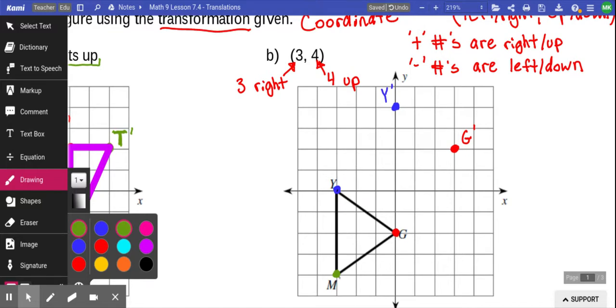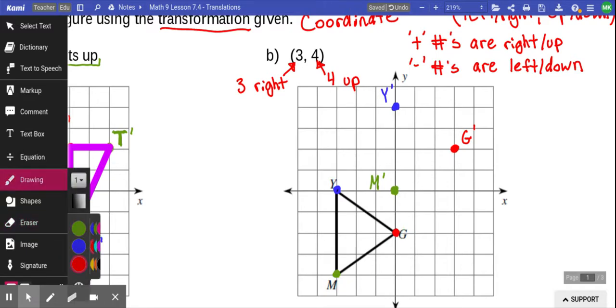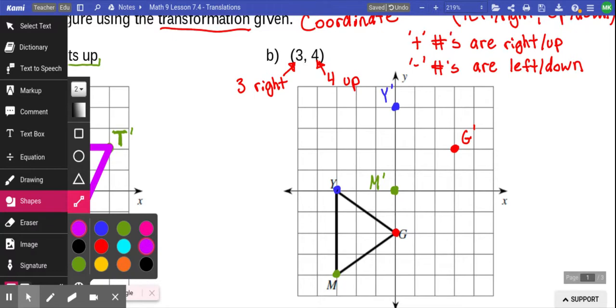M, I'm going to move 3 to the right, 1, 2, 3, and then 4 up, 1, 2, 3, 4. So I now have point M prime right there. And again, now that I've moved my corners, I can easily connect the dots to create my shape. Like that. There's my triangle. Easy peasy, right? As long as you know what the question is telling you to do, the actual work isn't that hard. So the hard part on this question is remembering what a coordinate is telling you when it comes to transformations.